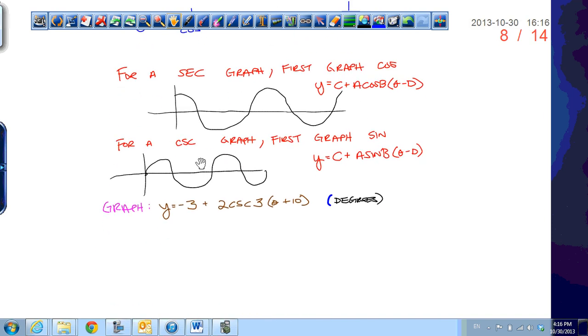Same thing if we want to graph cosecant, we first have to graph sine. I got that equation there, got the graph there. Remember, cosine starts at the top and sine starts in the middle, on the sinusoidal axis.